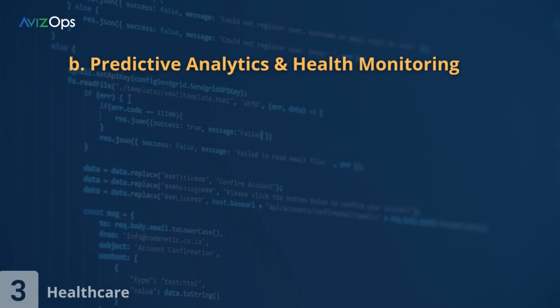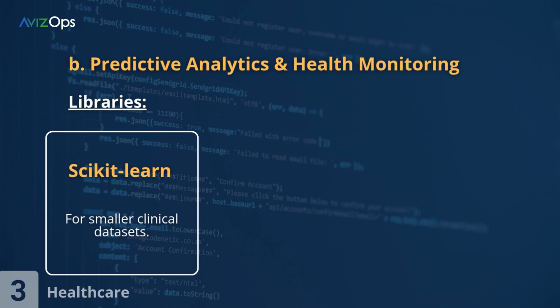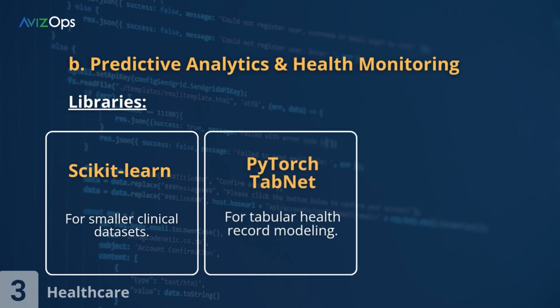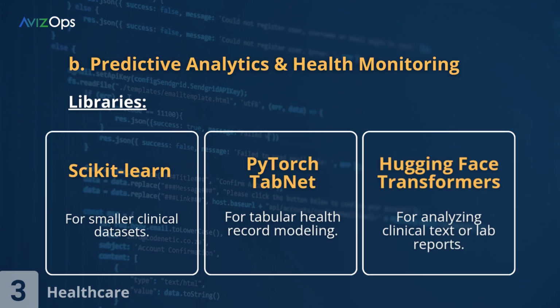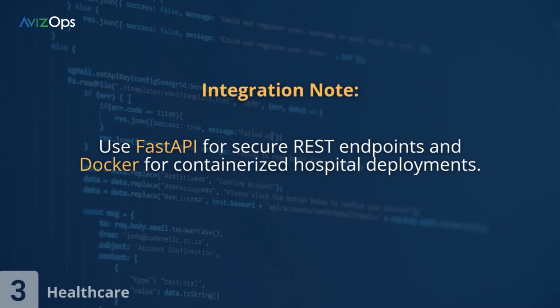For predictive analytics and health monitoring, libraries like Scikit-learn, for smaller clinical datasets. PyTorch TabNet, for tabular health record modeling. Hugging Face Transformers, for analyzing clinical text or lab reports. Integration note. Use FastAPI for secure REST endpoints and Docker for containerized hospital deployments.